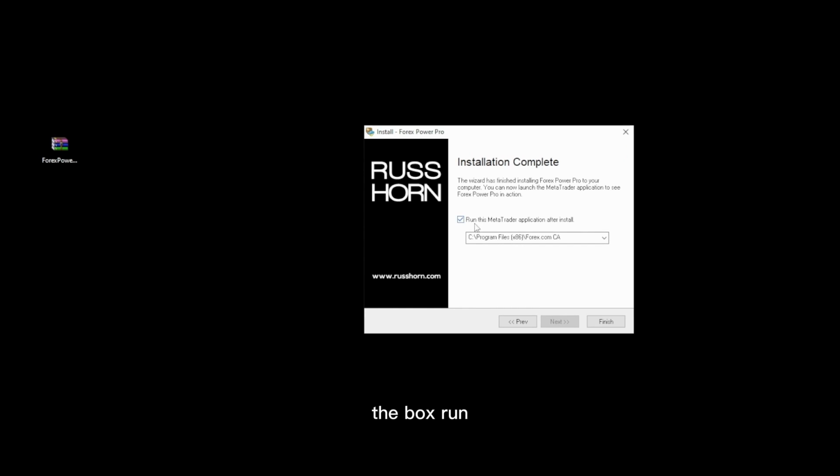And from here, the box, run this MetaTrader application, is checked, and it shows you what platform it's going to run. I don't want to run that one. I'm going to uncheck the box, and then I'll click finish. And from here, I open the MetaTrader platform that I had just closed.